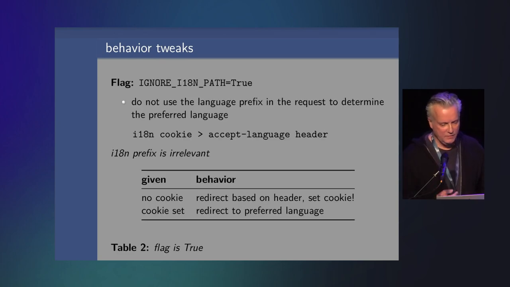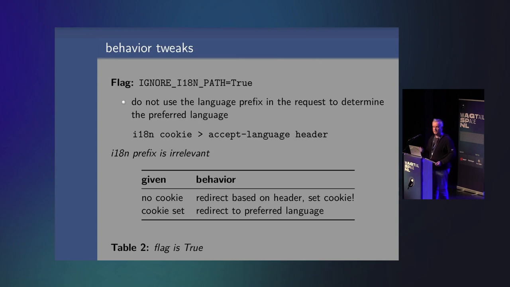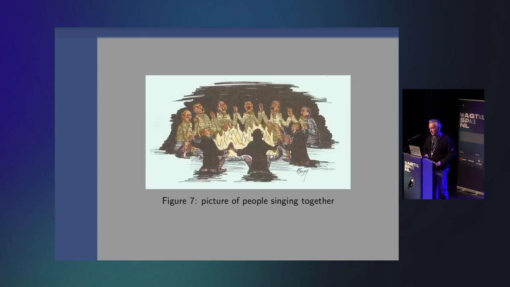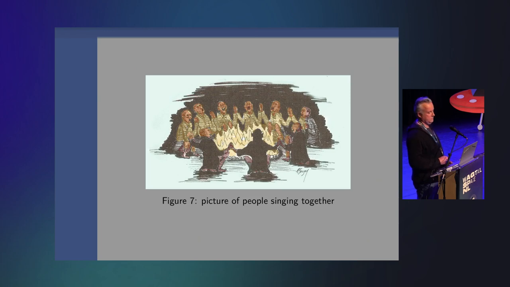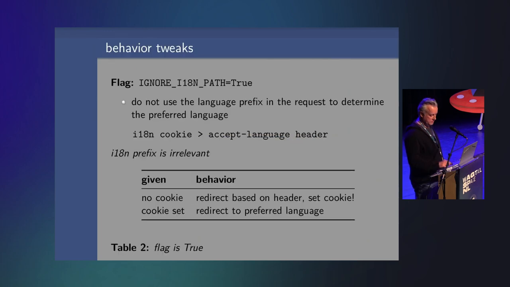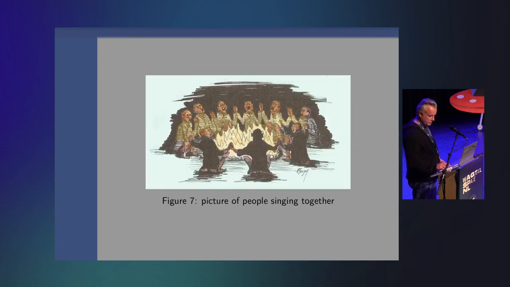And again, if you ignore the i18n path, make it even simpler. Use the cookie, and if not, use the Accept-Language header. But how do we actually do that? Oh, wait. I missed something. No.